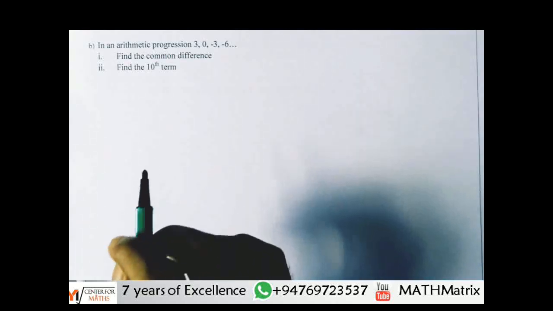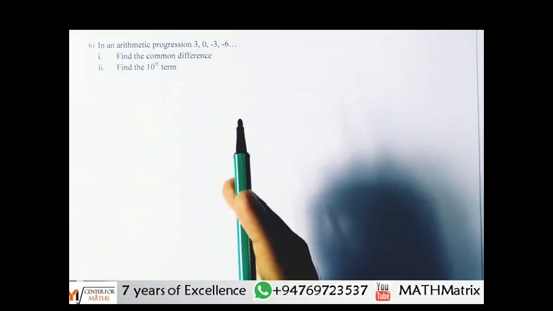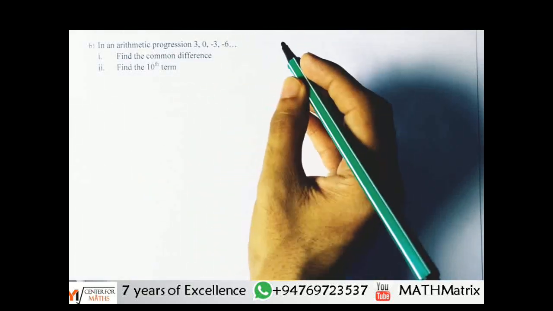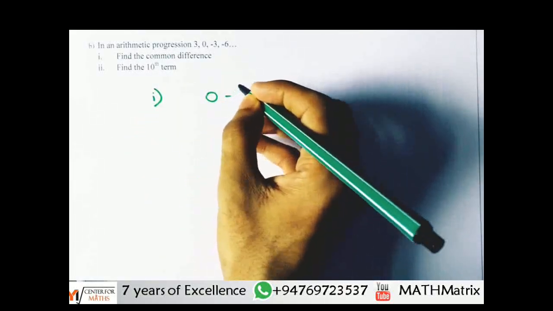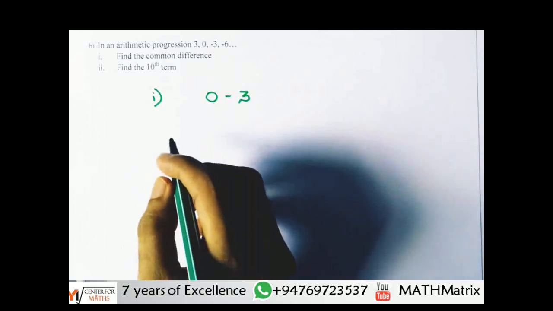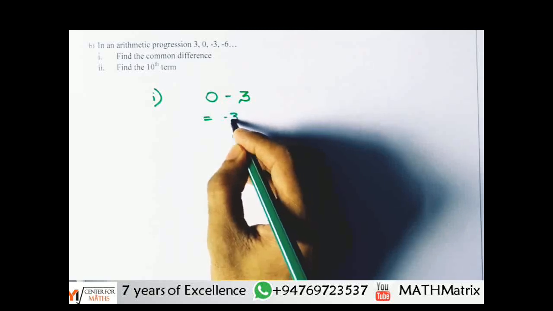Okay, right, and here's question B under that, and 2 marks for this. In an arithmetic progression 3, 0, minus 3, minus 6, find the common difference, right? So they're asking us to find the common difference. How to find the common difference of this? Roman number 1. We have to get the difference of 2 consecutive terms. So 0 minus 3, the answer is minus 3.